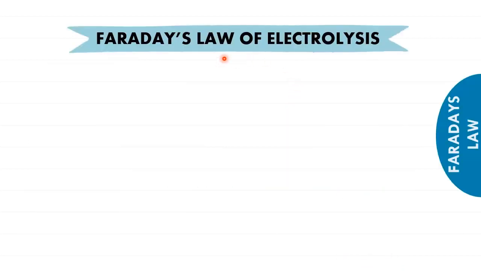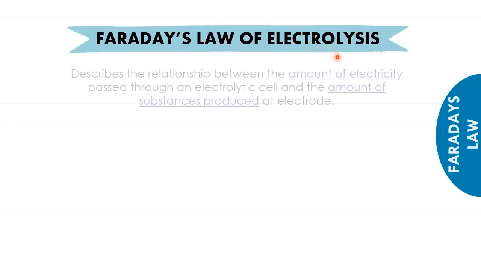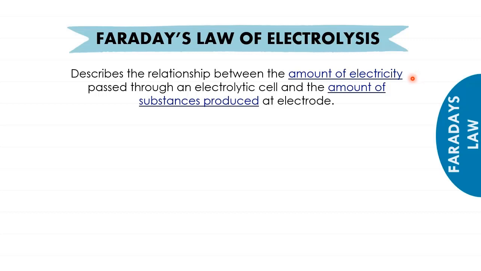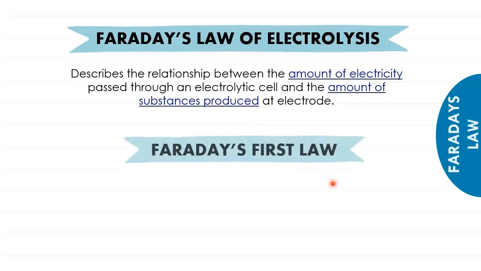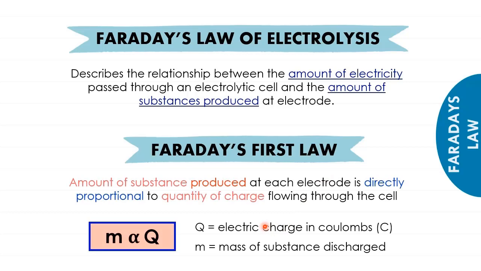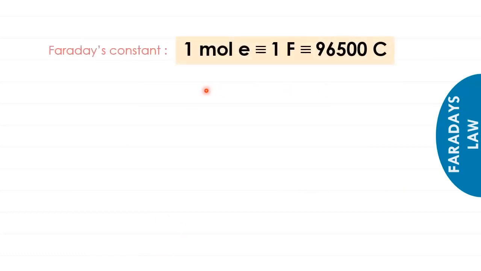We're going to use Faraday's law of electrolysis for any calculations involved in an electrolytic cell, as this law describes the relationship between the amount of electricity passed through the cell and the amount of substance produced at the electrode. Faraday's law that we can add is Faraday's first law. It states the amount of substance, with this symbol M, produced at each electrode is directly proportional to the quantity of charge flowing through the cell, with this symbol Q. Every mole of electrons will be referred to as 1 Faraday, which is equal to 96,500 coulomb.